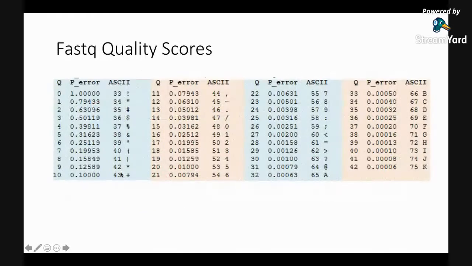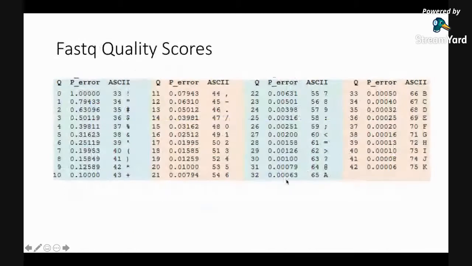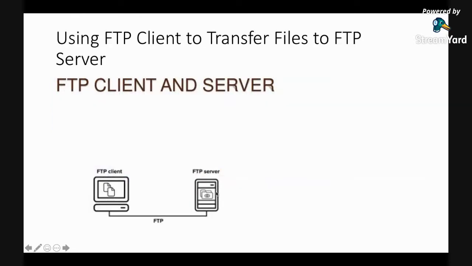Then colon. So colon is 25, right? The number 9 is 24, and so on. @ is 31. Let's see if there are only some bad base pairs. Question mark. Okay, what is a question mark? It's also 30. So it looks like very high quality, right? So this is how the FASTQ file looks.